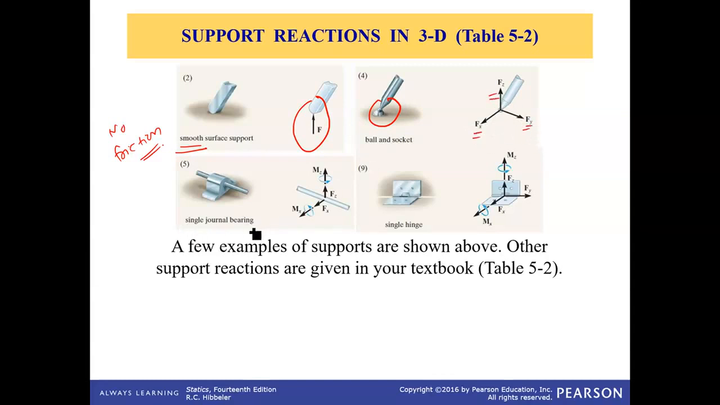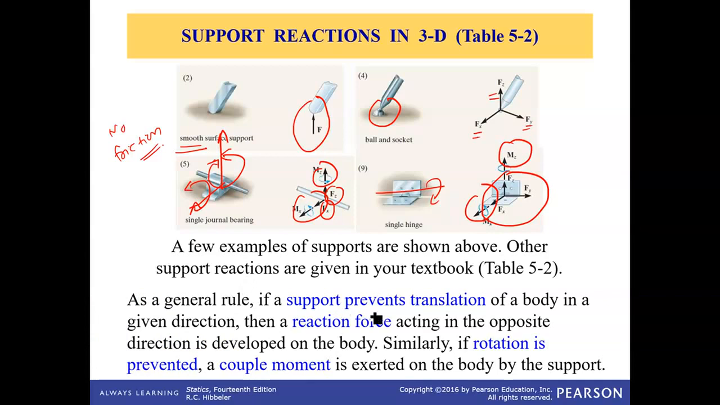When it's a single journal bearing, there are 4 support reactions: horizontal and vertical forces, and 2 couple moments, because this bearing will not allow the shaft to rotate about this direction, as well as it will not allow the shaft to rotate about this vertical axis. So there are 2 support couple moments that it's applying. A single hinge permits only 1 degree of freedom, that is rotation about this center axis. Everything else is being restricted here. For each restriction, there is 1 support reaction. So 3 linear support reaction forces and 2 couple moments.